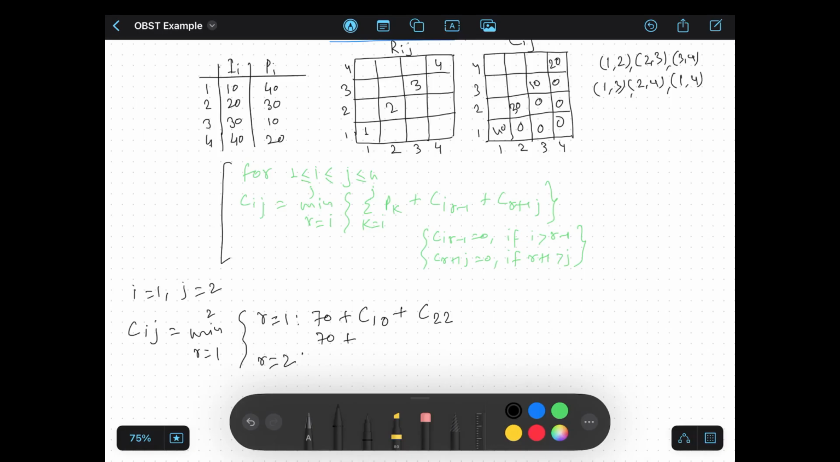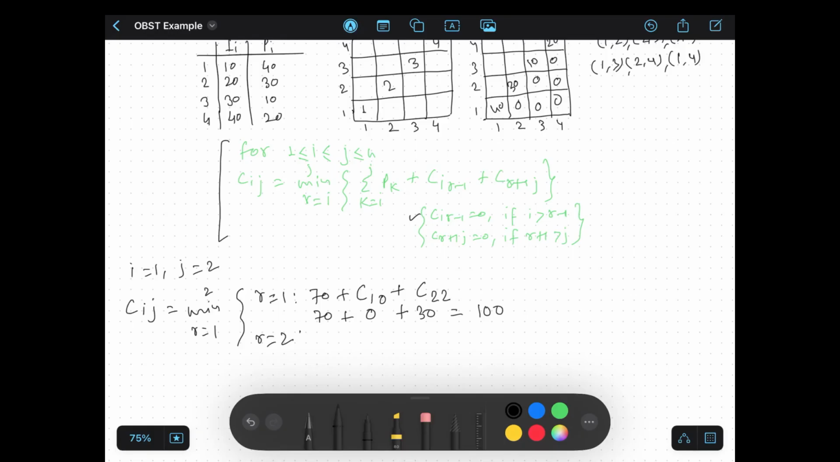This is 70. And here i is greater than r minus 1, so we have our first boundary condition, which is 0, plus cost of 2 and 2, which is 30. So then this is 100.